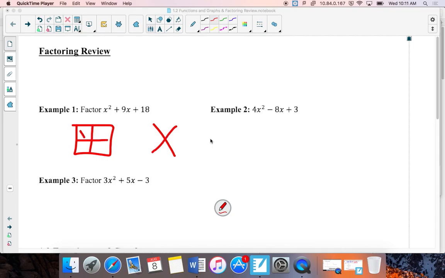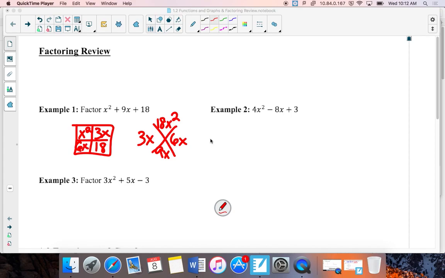So x squared goes in the top left, 18 in the bottom right, 9x goes in the bottom of our X, and then we take our first and last term and multiply them together, so 18x squared. And I want to think about what multiplies to 18 and adds to 9x. So this would be 3x and 6x. We plug those into our missing boxes.